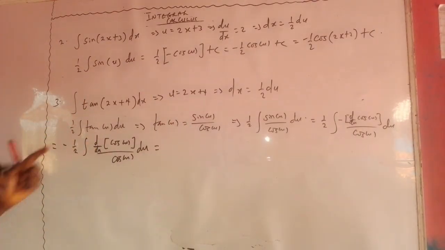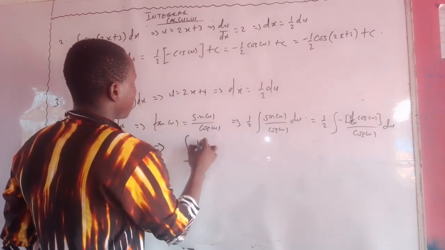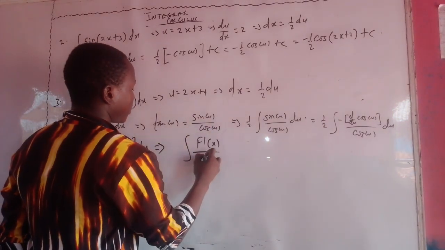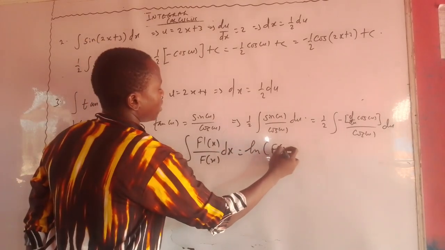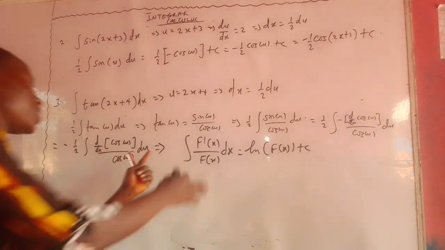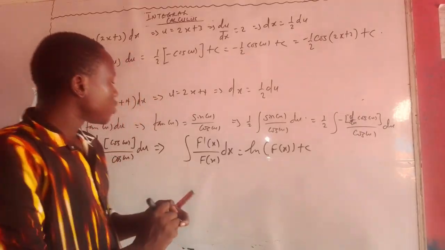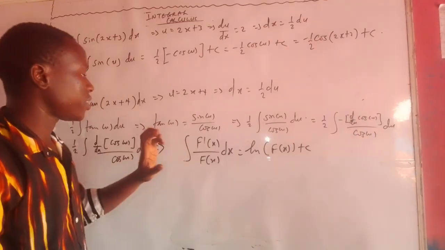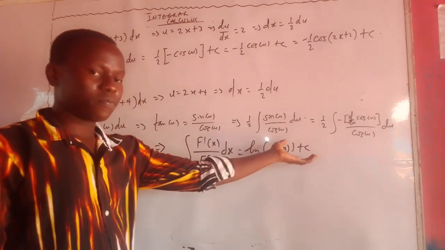Okay? So now here's the property I want to introduce to you guys. If you have the integral of f prime of x over f of x dx, this is going to give us natural log of f of x plus c. Don't forget, f prime is the derivative of f of x. So the integral of the derivative of f of x over f of x gives the natural log of f of x plus c.